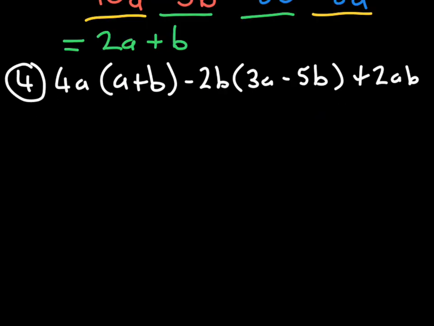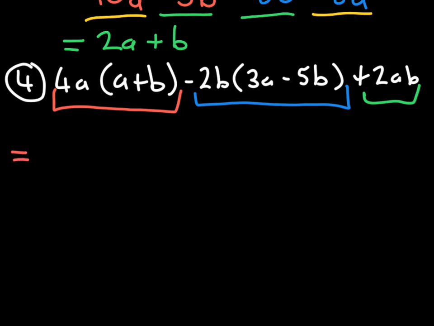For question number 4, we're once again simplifying. And what's going to happen is this is going to be multiplied out, and we're going to get something. We're then going to add that to this once that has been multiplied, and all of that will be added onto that final term. So let's get into it. 4a times a gives us 4a squared, because remember, a times a is a squared.